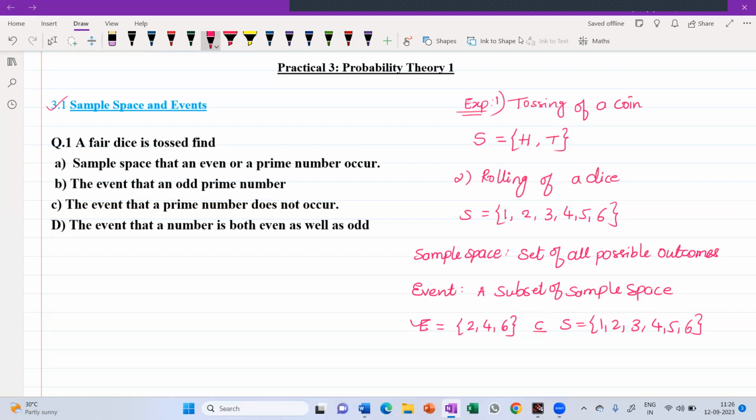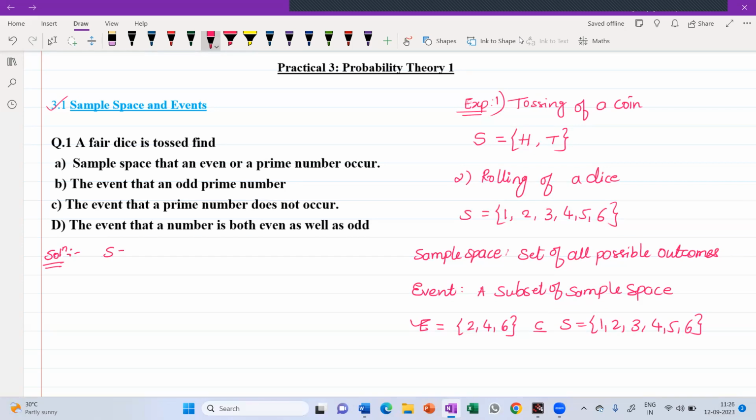The question says to write a SCILAB code to find, first, the event that an even or a prime number should occur. Here we are talking about an event. When we throw a dice, there are 6 possibilities, and those 6 possibilities are your sample space. But question number 1 says that you have to get either an even number or a prime number. So that becomes our event. I will try to understand this theoretically, and then we'll understand it through a code.